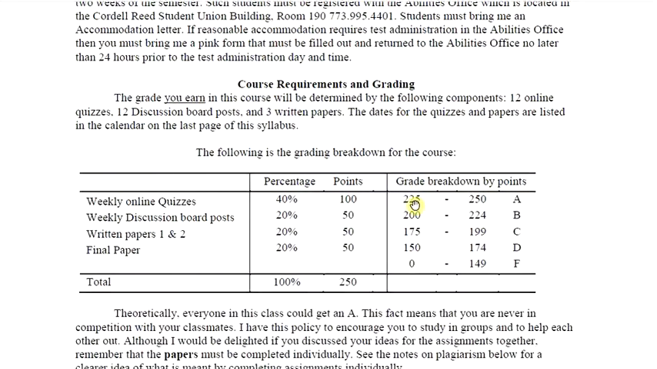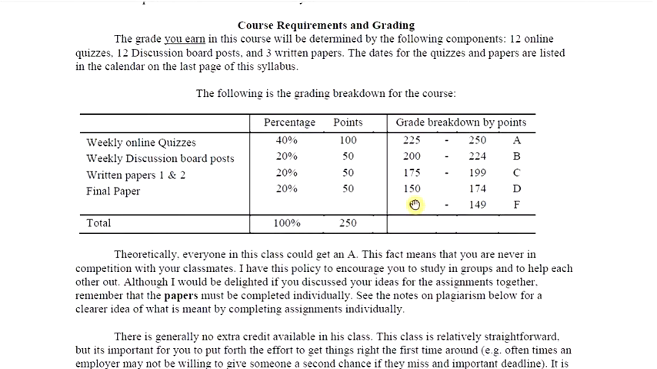The course requirements and grading. The grade that you earn in the course will be determined by the following components: 12 online quizzes, 12 discussion board posts, and 3 written assignments. The due dates for all of these have been listed out on the course calendar on the last page of the syllabus. The final letter grade that you get is just the accumulated number of points matched to the grade breakdown on the syllabus. So theoretically, everyone in the class could get an A.